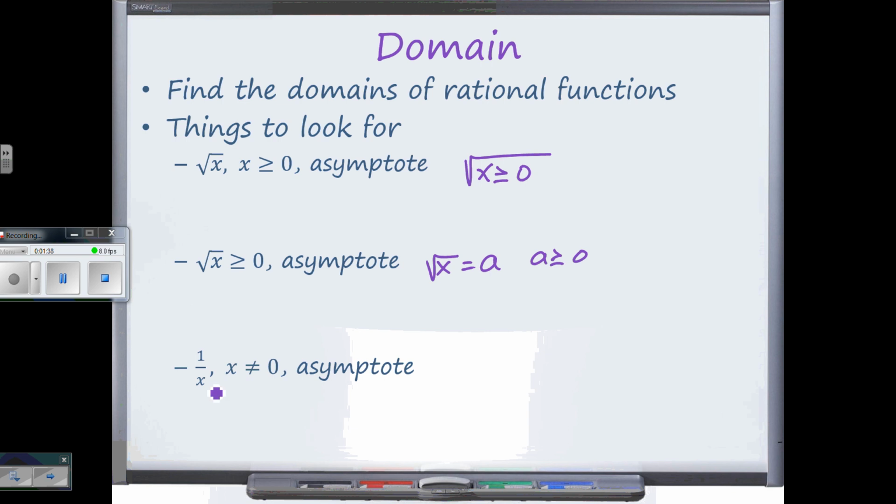Okay, we also have the denominator. X not equals 0. That gives you an asymptote at a denominator.